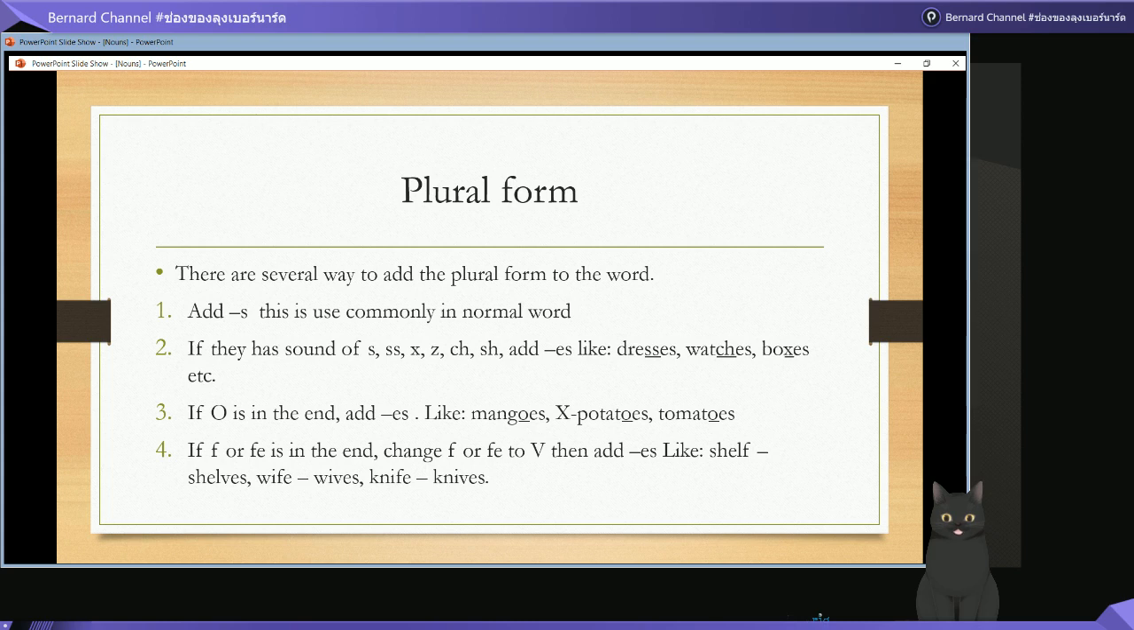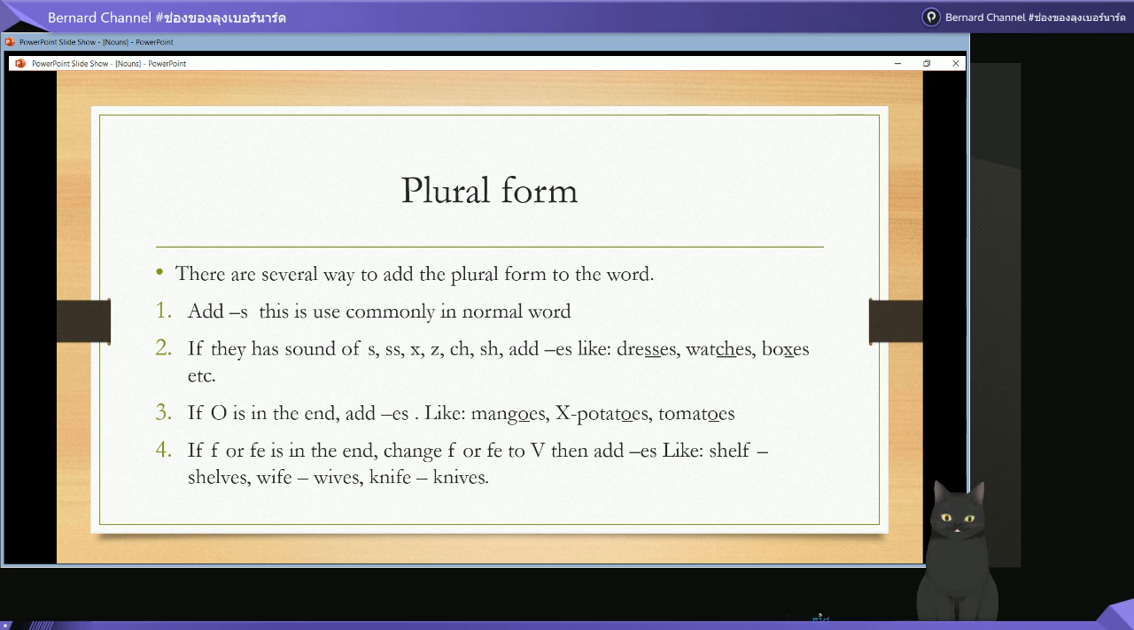And watch, the watch that you wear on your wrist to check the time. It ends with ch, right? So in the plural form, it adds es. And box ends with x, so you simply add es to it. Okay, those are the six letters here. More than these six sounds, there is o.